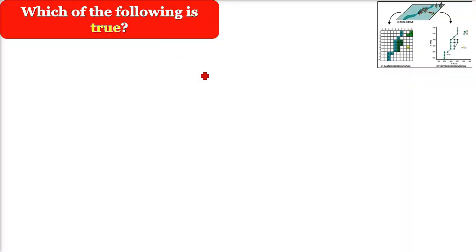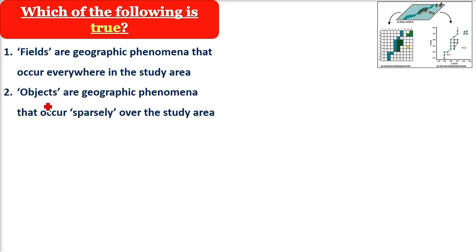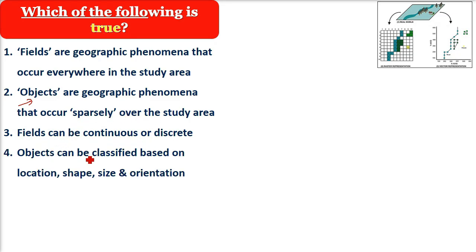Which of the following is true? First one is fields are geographic phenomena that occur everywhere in the study area. Second is objects are geographic phenomena that occur sparsely over the study area. Fields can be continuous or discrete. Objects can be classified based on location, shape, size and orientation. And all of the above.